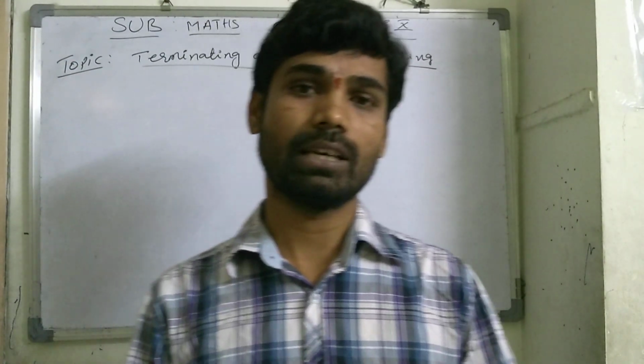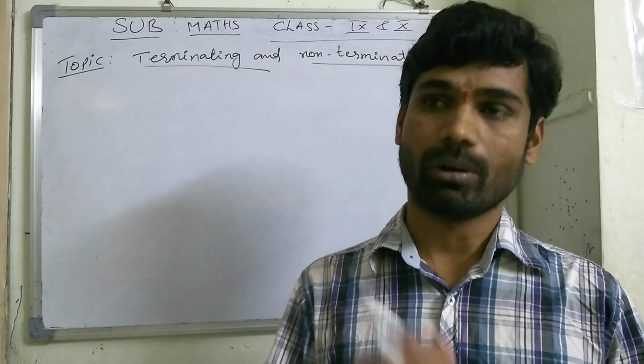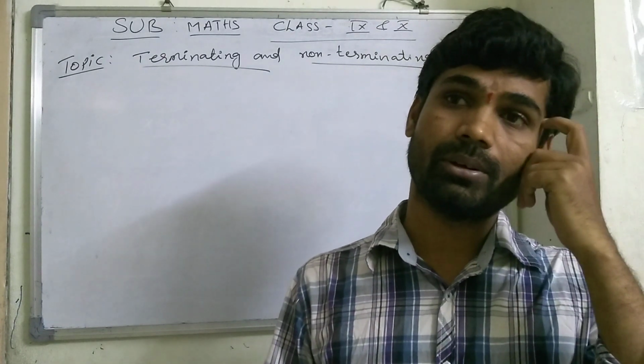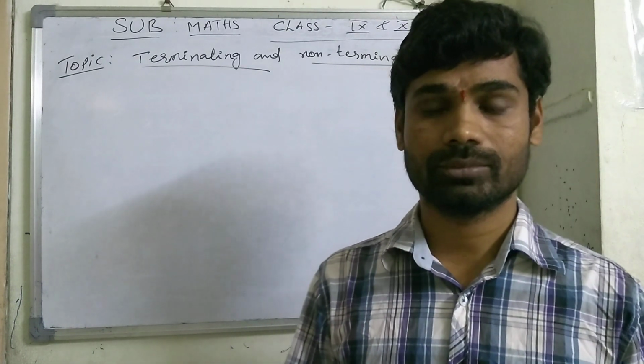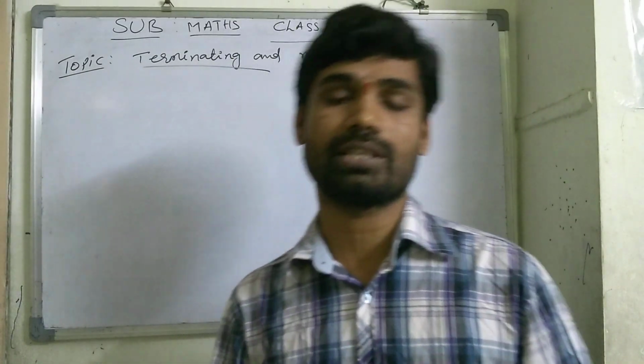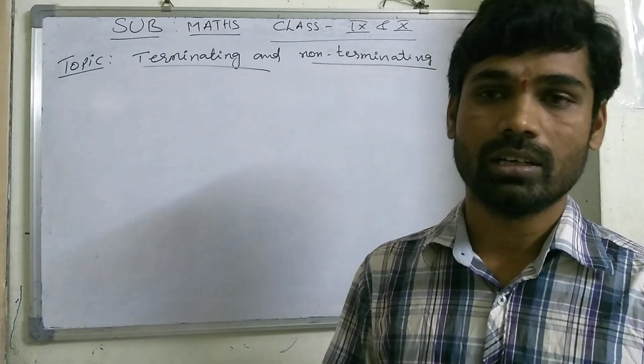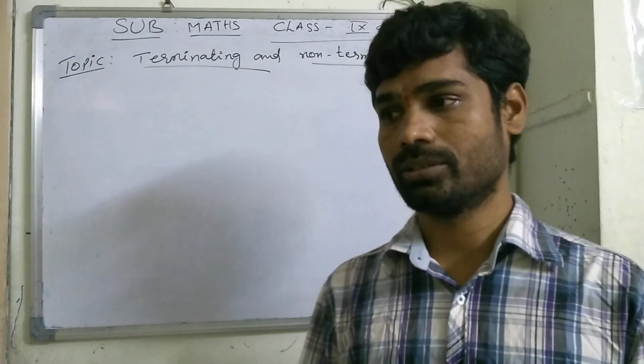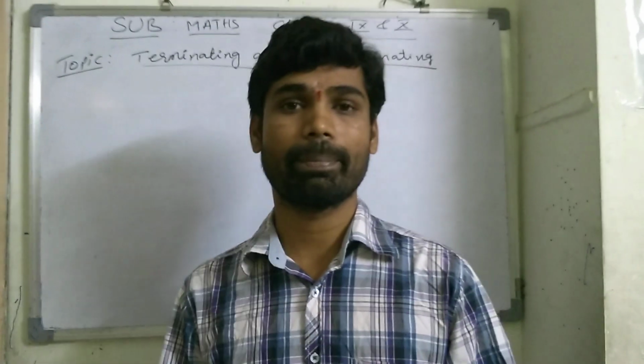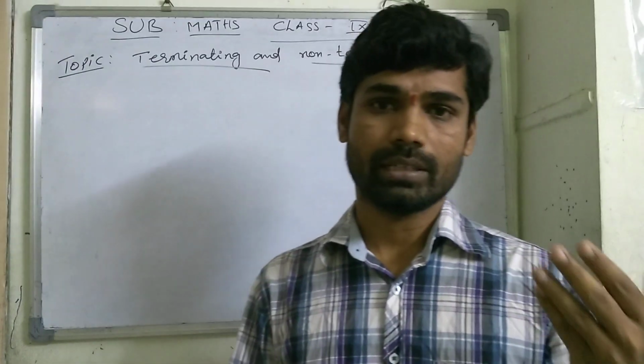Last class we discussed a few basic things about the real numbers. What are real numbers? What are natural numbers, whole numbers, integers, rational numbers, irrational numbers? All these together, what do we call? And Euclid's division lemma.